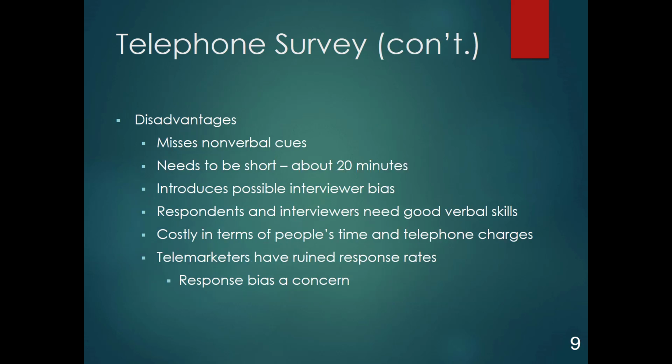There are also some disadvantages to telephone surveys. You can miss nonverbal cues, right? Because you can't see their reaction, you can't see any of the nonverbal stuff going on. It will also need to be short, maybe about 20 minutes. People won't want to be on their phones for longer than about 20 minutes at a time. Here, the interviewer is asking the questions and writing down the responses. So it can also have interviewer bias, because the interviewer might interpret the responses in a different way. And so that's how it would be a bias.